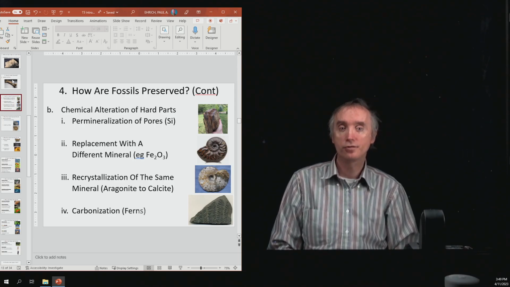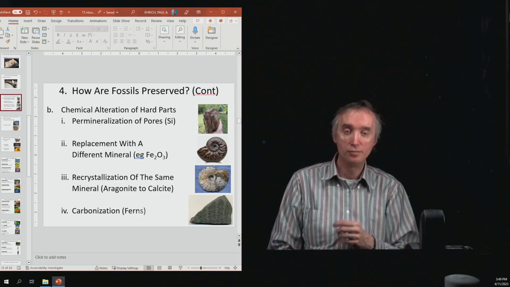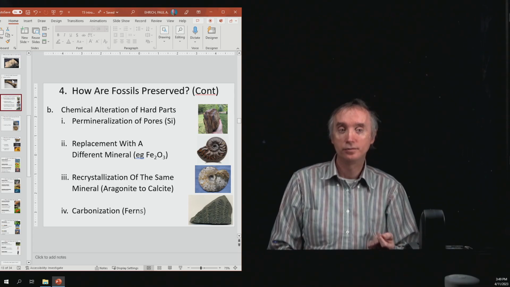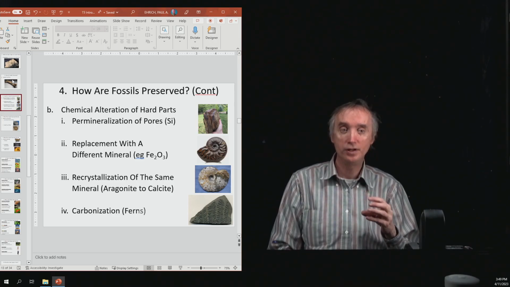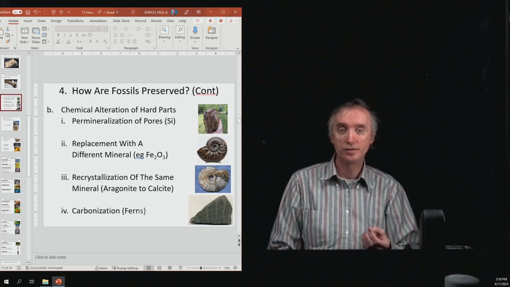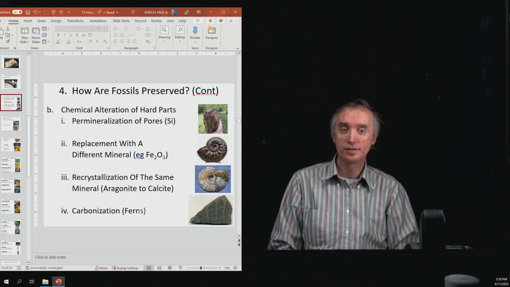Okay, the next one is recrystallization of the same mineral. So that originally that organism there made its shell with calcium carbonate. But when it died, the individual molecules of calcium carbonate began to reorganize themselves. So they have a different structure atomically, but they're still calcium carbonate. So when it's in one form, we say it's aragonite, and when the calcium carbonate is in a different form, we say it's calcite. Okay, the next one is going to be carbonization.